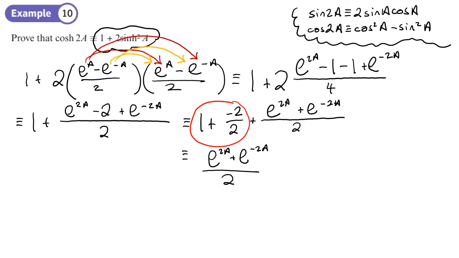And if you compare it with the definition for, sorry, not sinh, cosh, this is cosh 2a when we compare it with the definition.